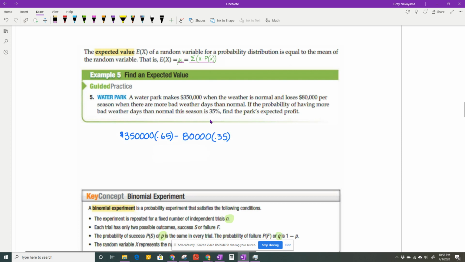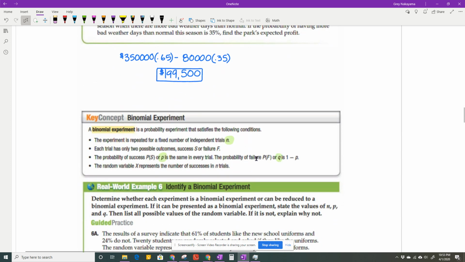So to find it, I'm going to have 350,000 times the percent that it's going to be, the weather is normal, minus, because we lost money, the 80,000 times the 35%. And that gives us an answer of $199,500. I'll take it.